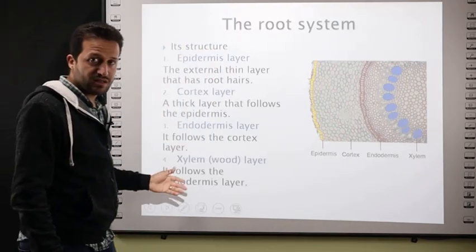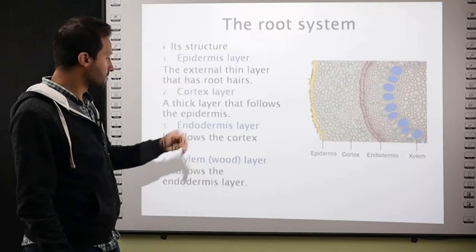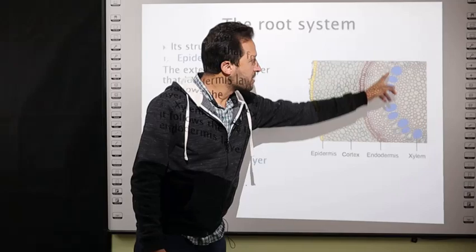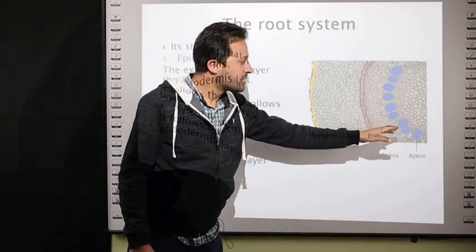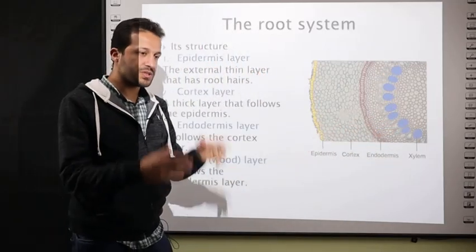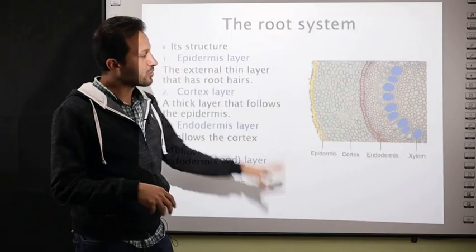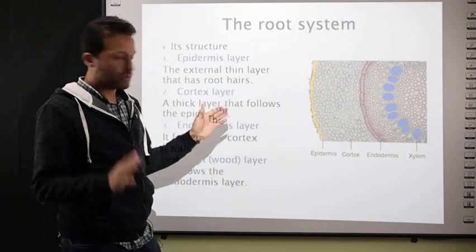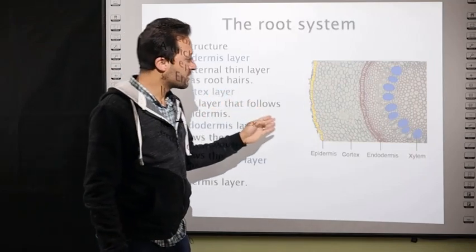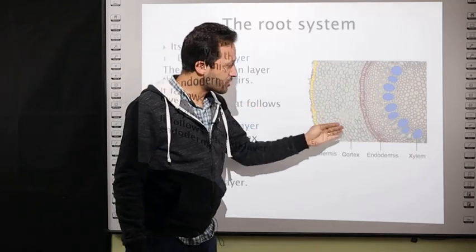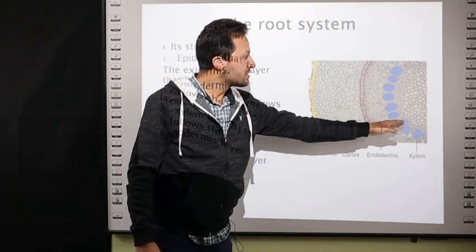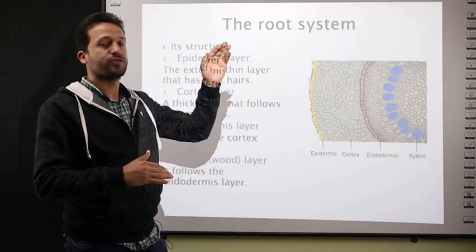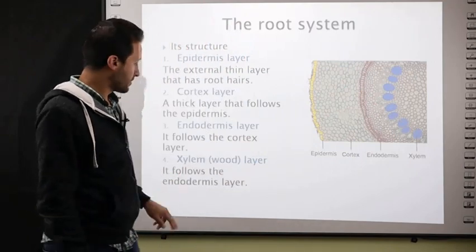Then we have the xylem or wood layer. It follows the endodermis, and we colored it with blue color. And the xylem is like the pipes that transfer the water from the root to the stem to the leaves. So the water passes from outside, from the soil, moving through the epidermis, then the cortex, then the endodermis to reach the xylem, then from the xylem of the root to the xylem of the stem to the xylem of the leaf.